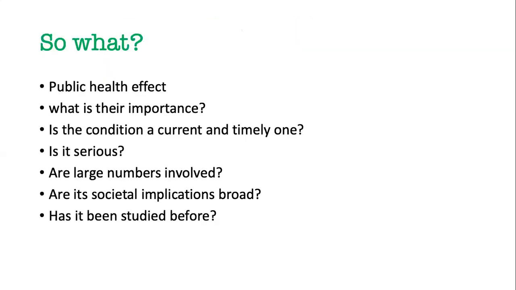But the sixth implicit question, or the 6W, is so what? So what means what is the public health effect of the health phenomenon that you've observed in your descriptive study? What is the importance of that? Are you just randomly adding some information that has really no significant impact on society? So that's important also, no? When you are trying to do a descriptive study, no?